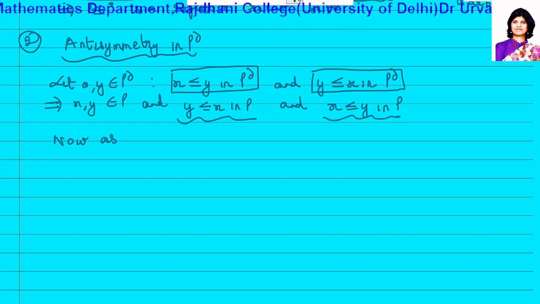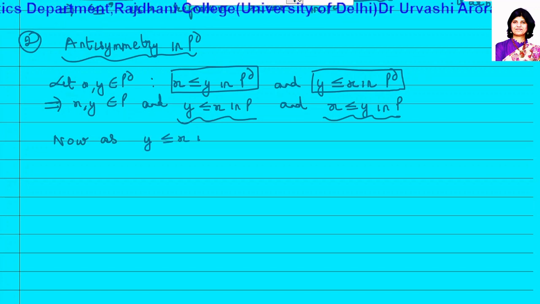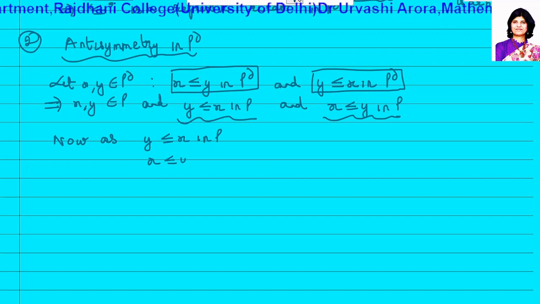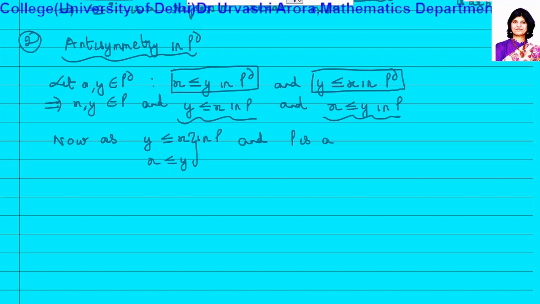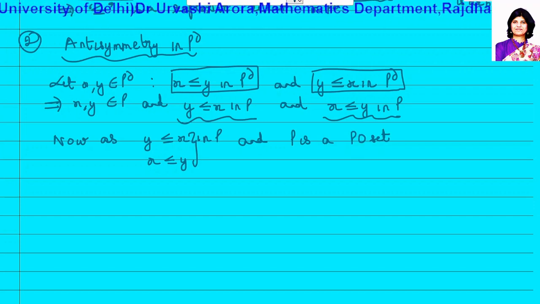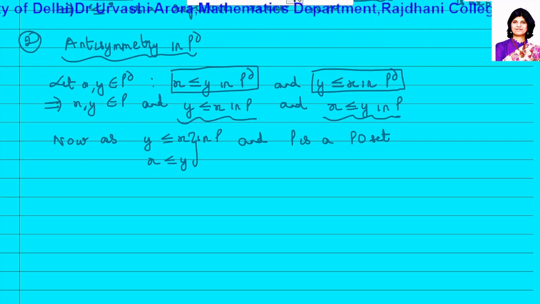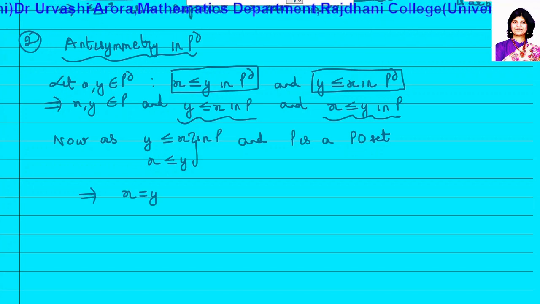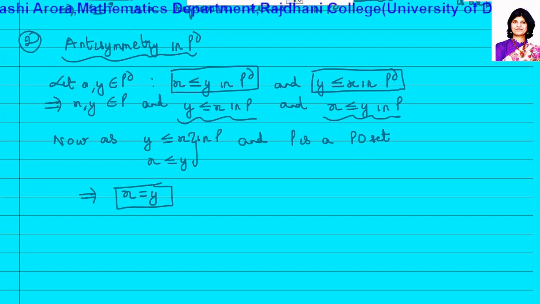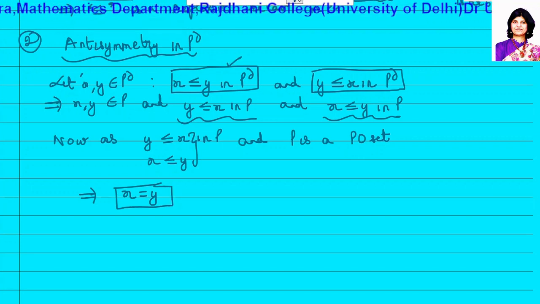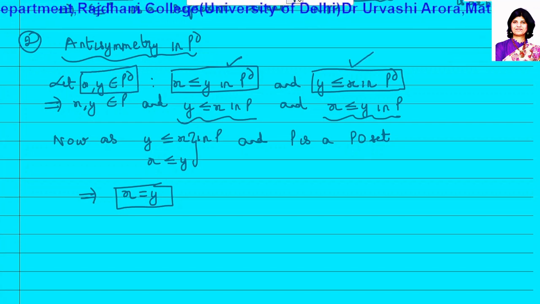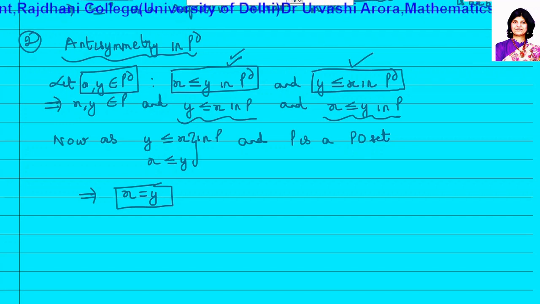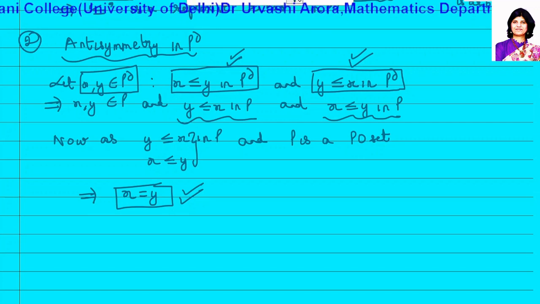Now as y is less than or equal to x in P, and x is less than or equal to y in P, both these relations hold in P, and we know that P is a PO set, which means that antisymmetry holds in P. So because of antisymmetry of P, this implies that x is equal to y, and this is what we were trying to show. We started with two elements x and y belonging to P dual such that x is related to y in P dual and y is related to x in P dual, and we have got that x is equal to y, which means that antisymmetry holds in P dual.